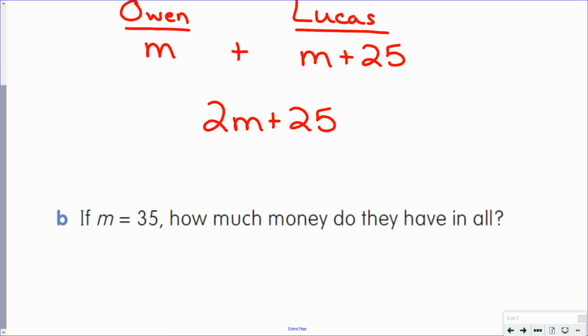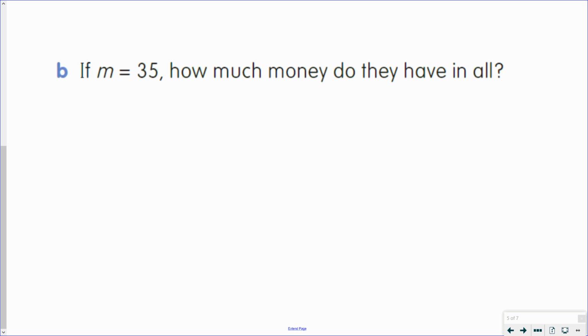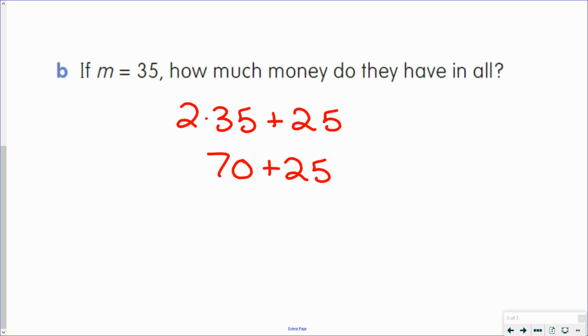And for part B, it says that M is 35. How much money do they have in all? So we're going to take 2 times 35 plus 25. 2 times 35 is 70. 70 plus 25 is $95.